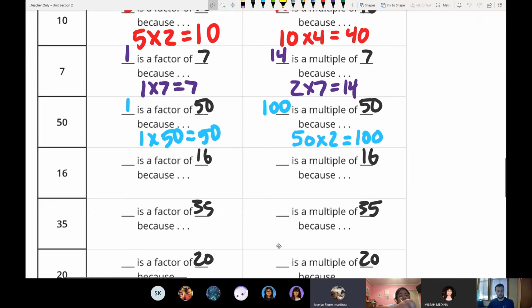1 times 16. Okay, that is one. Can you find another factor? Because we've been using 1 the last few of them. What is another factor of 16? You have an idea? Yeah, I think so. All right, what are you thinking?